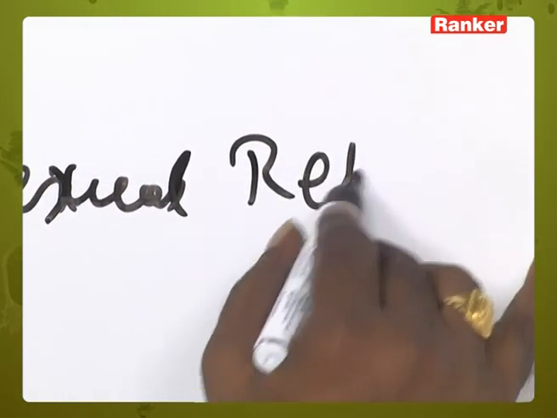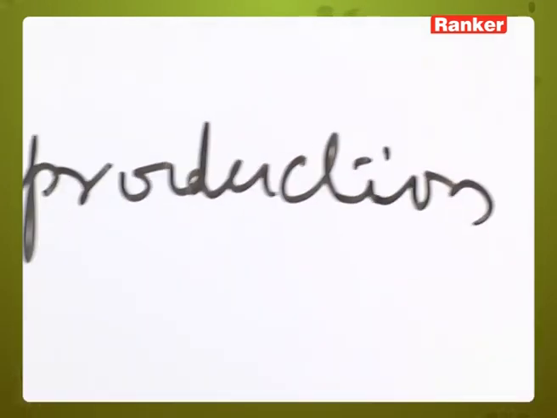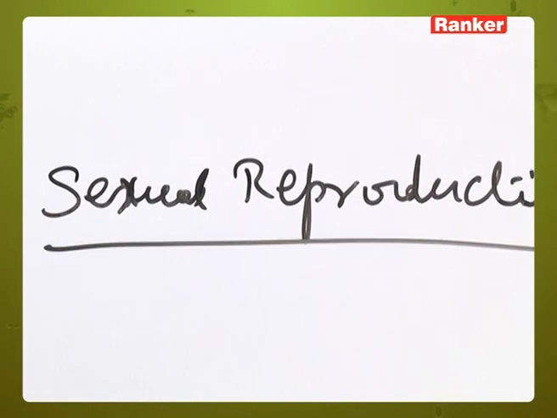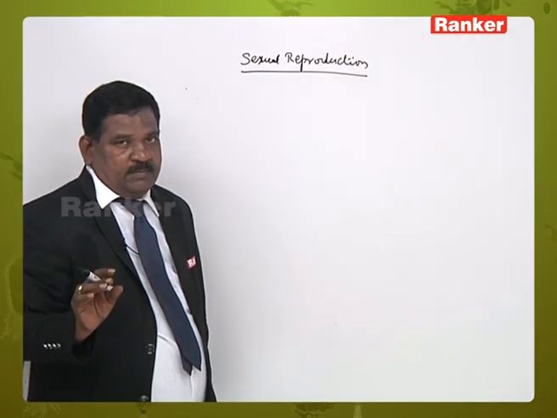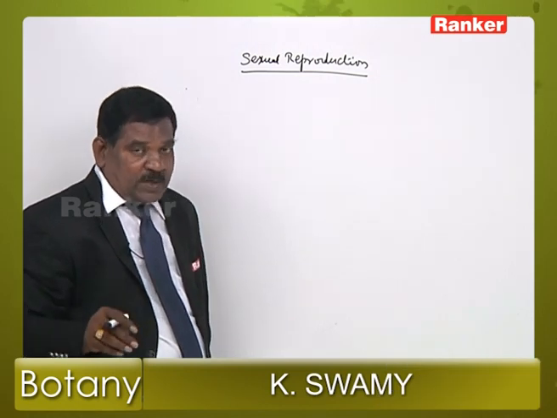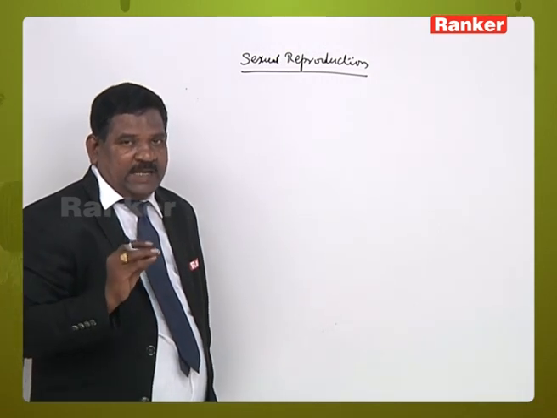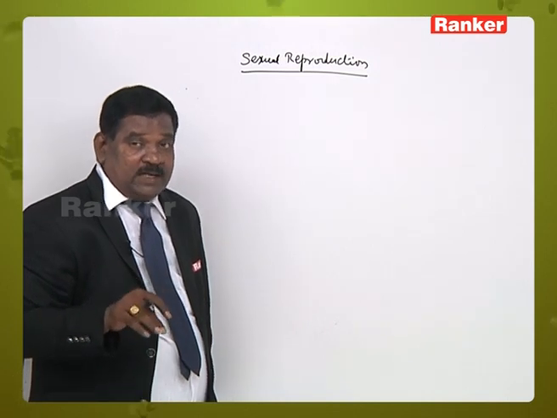Sexual reproduction. Sexual reproduction in bacteria. In bacteria, true sexual reproduction is absent. Then why is it called sexual reproduction? Why is true sexual reproduction absent? No new bacteria are formed by this method. Then why is it called sexual reproduction?